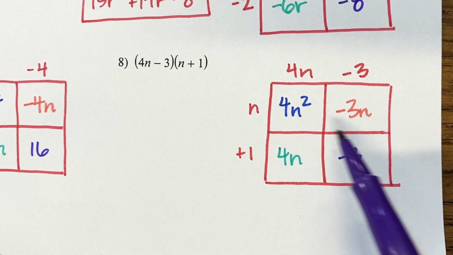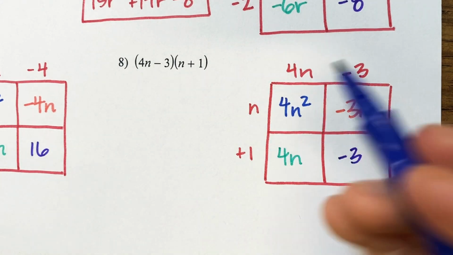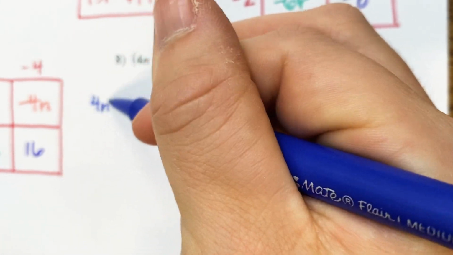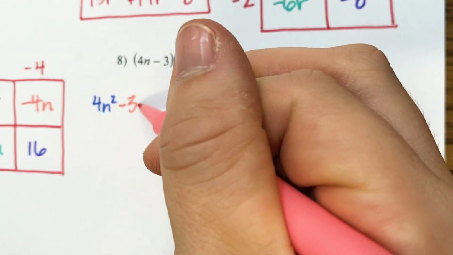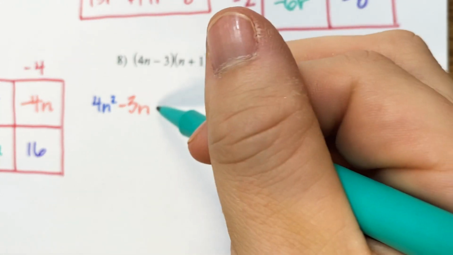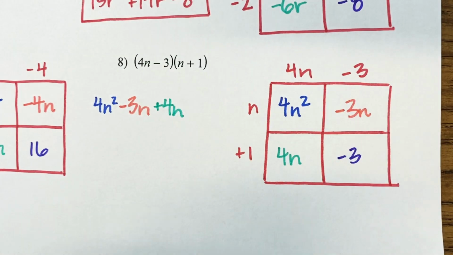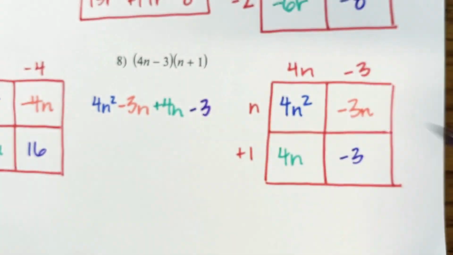Okay, so now that all our boxes are filled, let's rewrite them in the order that we solved them. So we have 4n squared minus 3n plus, because it's positive, 4n and minus 3.